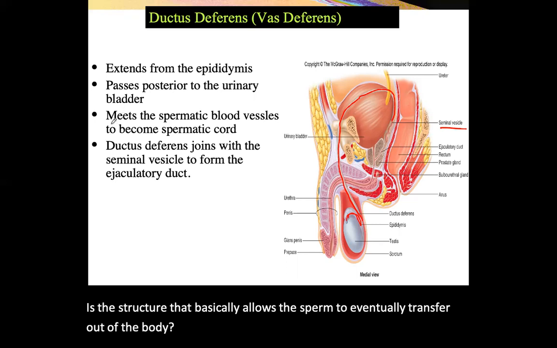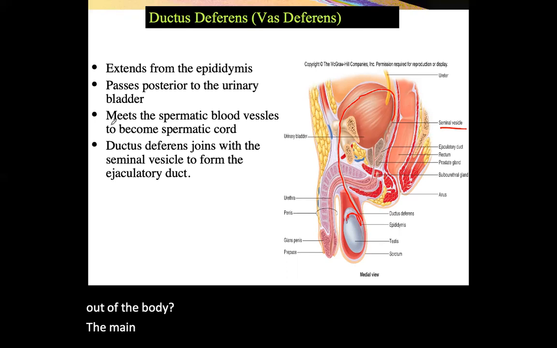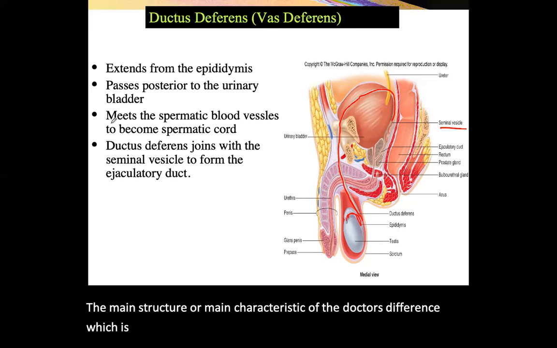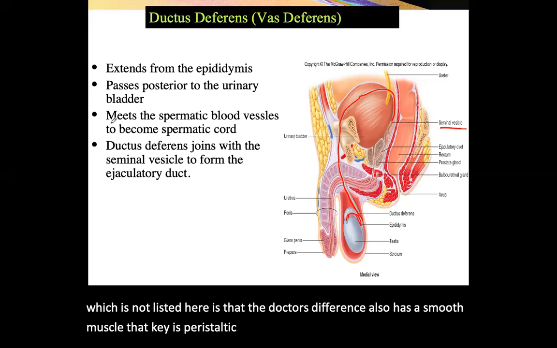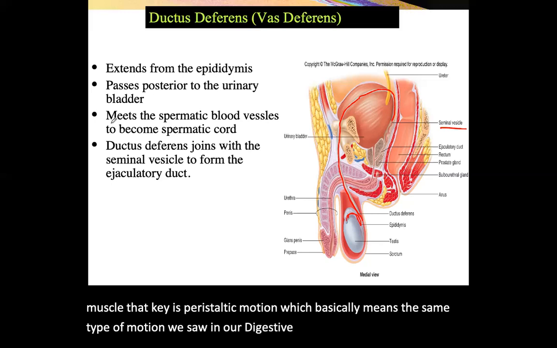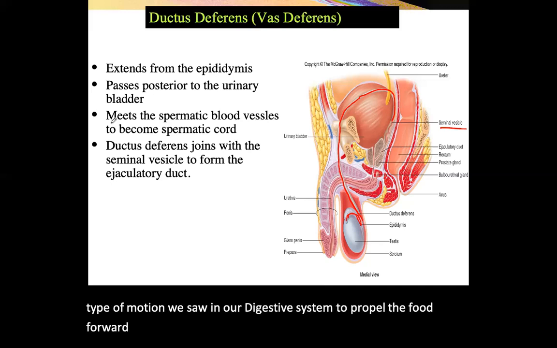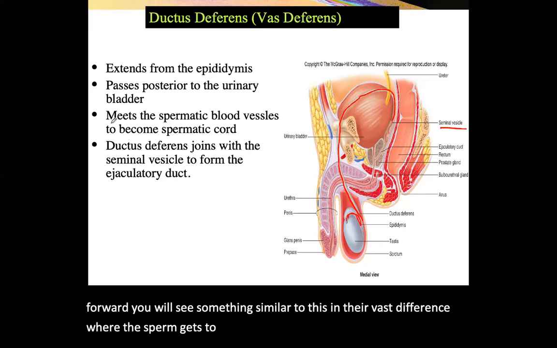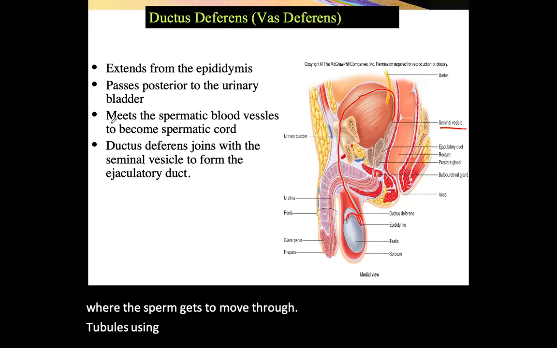The main characteristic of the ductus deferens, which is not listed here, is that it also has smooth muscle that creates peristaltic motion, which basically means the same type of motion we saw in our digestive system to propel the food forward. You will see something similar in the vas deferens, where the sperm moves through the tubules using the contraction of the smooth muscle.